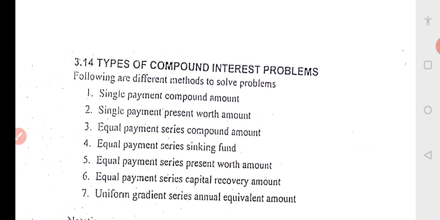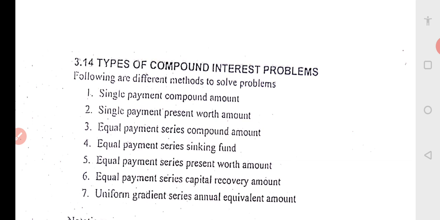And the last one is uniform gradient series annual equivalent amount. Now, the first two cases we have seen were single payment. In the next two cases we have seen equal payments. Now in this case, the payment is not equal, but the payment is increasing. Uniform gradient series means it is gradually increasing annually.